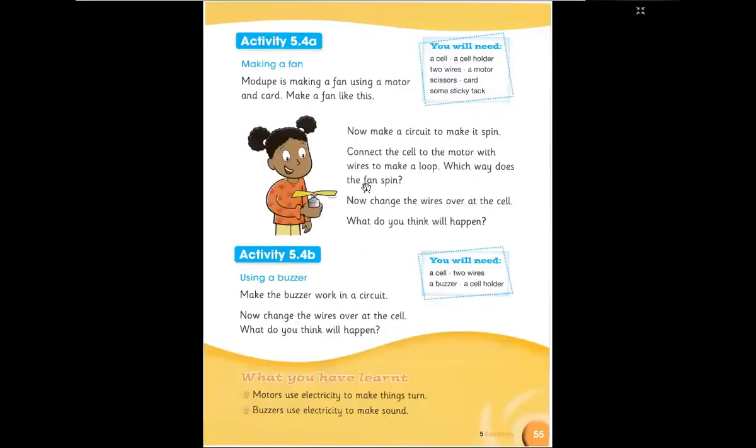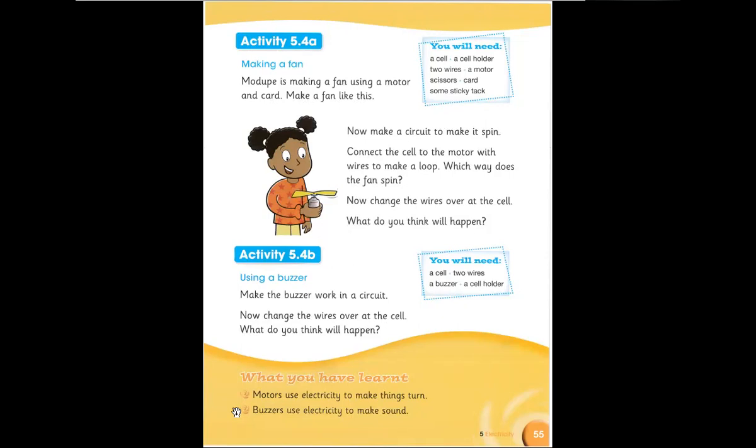So here is activity 5.4. Madam is making a fan using a motor and card. Make a fan like this. Now make a circuit to make it spin. Connect the cell to the motor with the wires to make a loop. Which way does the fan spin? Now change the wires over at the cell. What do you think will happen? Make a buzzer work in a circuit. Now change the wires over at the cell. What do you think will happen?